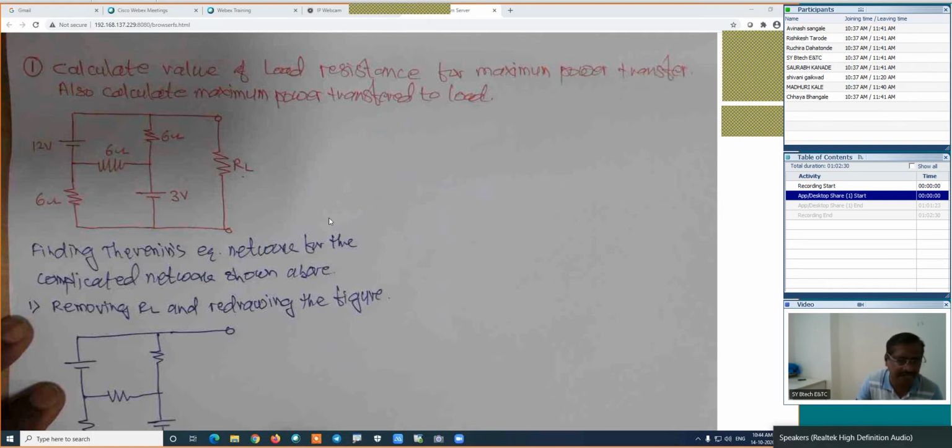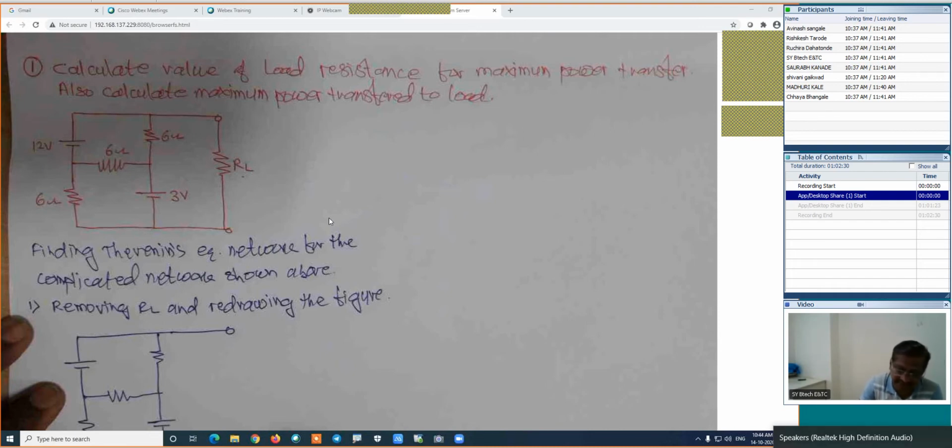Is it right? Now apply any method and just calculate the voltage between these two terminals, which is nothing but the VTH. Here for the calculation of VTH, we will use the mesh analysis. This is loop 1, its current is I1, this is loop 2, its current is I2. This is again plus minus. Otherwise you can use any method, maybe the nodal analysis.